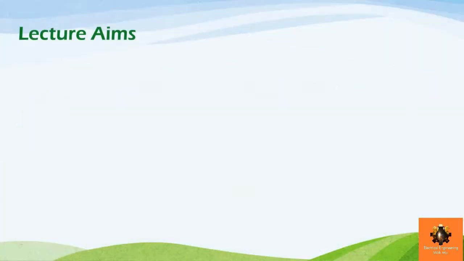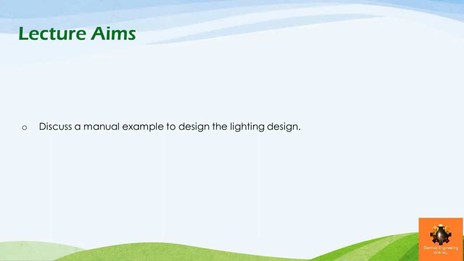The aim of this tutorial is to discuss an example to apply on the manual lighting system design, so we need to know how the lighting system can be designed manually by a practical example. So let's go ahead.